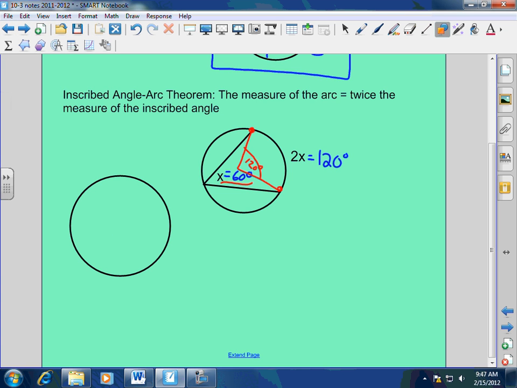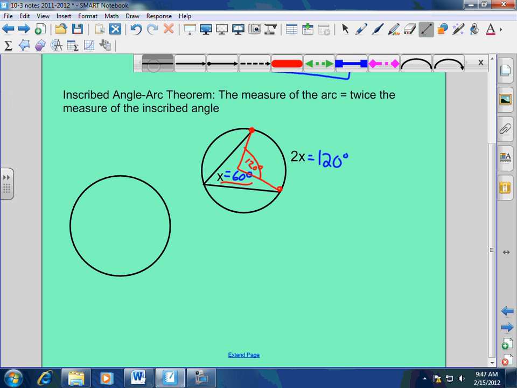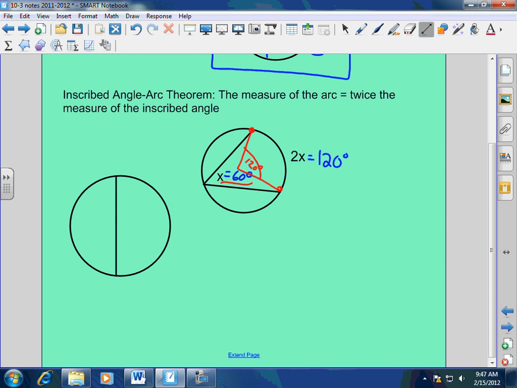I have this circle, and I have this diameter, okay? And then I have this inscribed angle here. If I tell you that arc AB equals 180, I know for a fact that segment AB is the diameter, and that is a semicircle. Then what would the inscribed angle be? 90. Because again, the formula does not change.